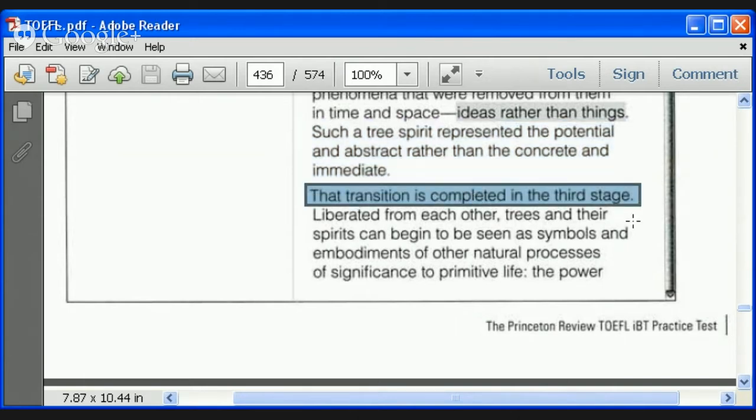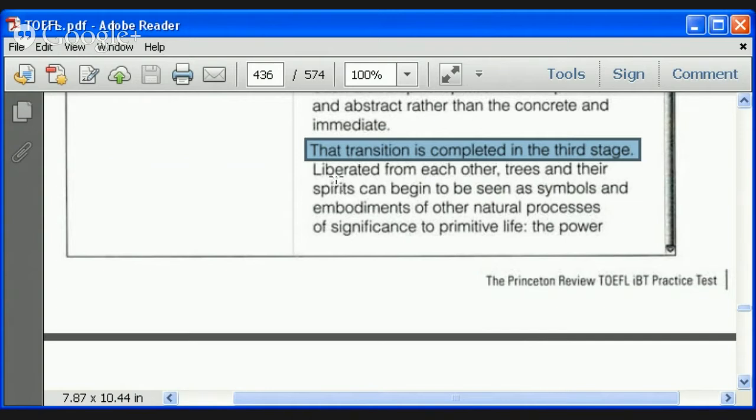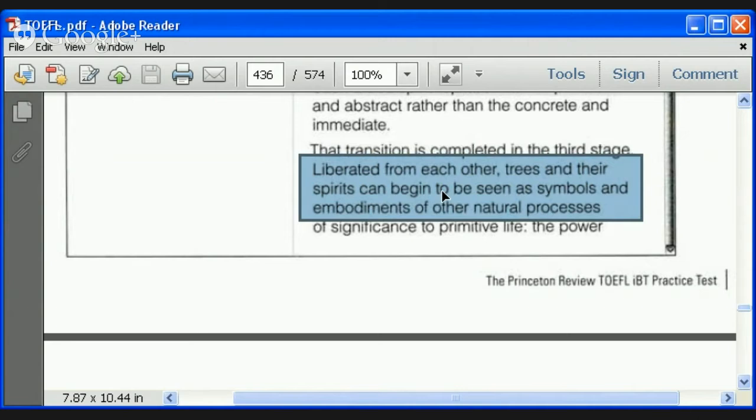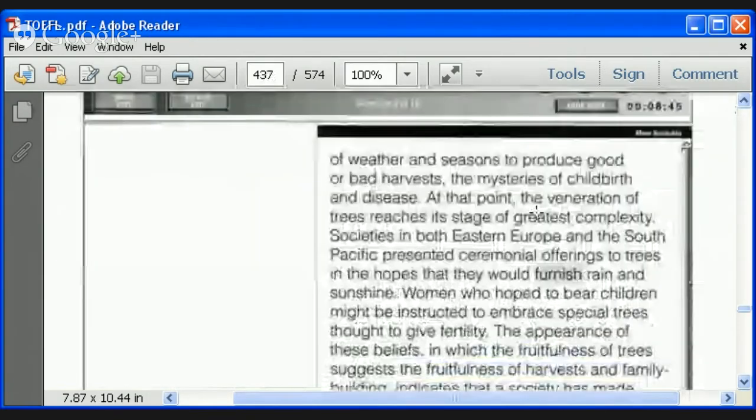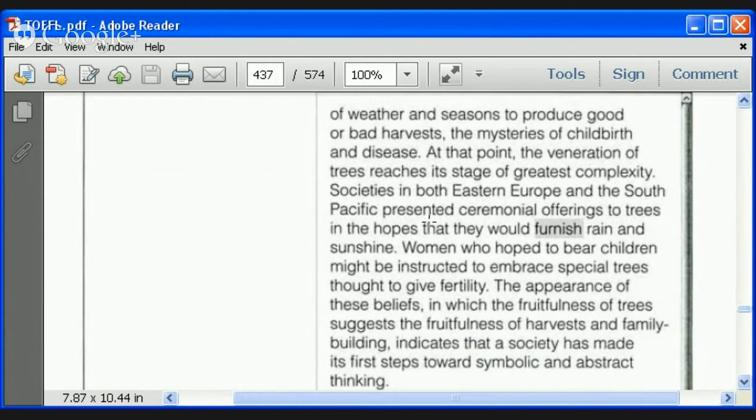First sentence, third stage. I've got to know what that is. Liberated from each other, trees and their spirits can begin to be seen as symbols and embodiments of other natural processes of significance to primitive life: the power of weather and seasons to produce good and bad harvests, childbirth, disease. Okay, trees or their spirits as symbols of other phenomena.